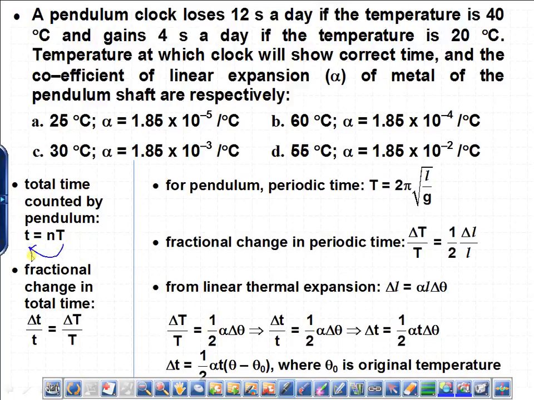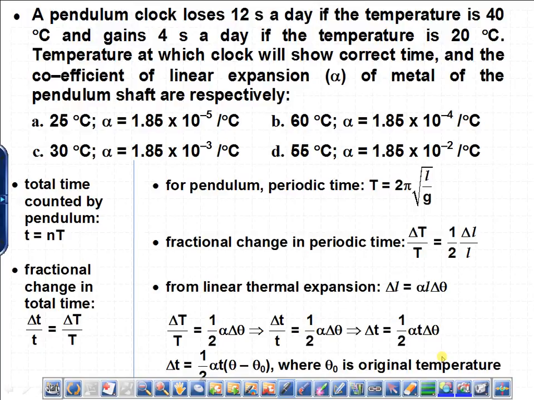that is going to affect the total time. So, the fractional change in total time, we can write delta t by t, is equal to, n being the number of oscillations, an errorless quantity basically, the fractional change in periodic time, delta capital T by capital T. Now, for a pendulum we know that the periodic time is T equal to 2 pi root of L by g, and the fractional change in periodic time is dependent on length. g is going to remain constant at a given place. So, delta T by T is equal to half delta L by L, from our knowledge of fractional changes.